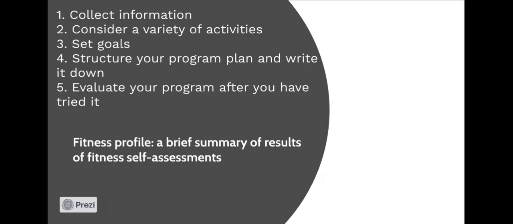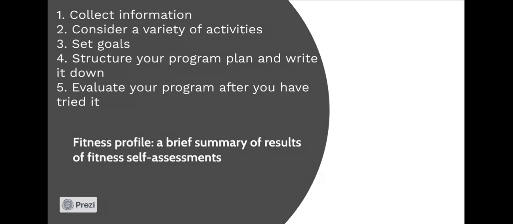Collecting information is the first step toward making good decisions and preparing a good personal program plan. Construct a fitness profile and activity profile to help you determine your needs and interests. A fitness profile is a brief summary of the results of your fitness self-assessments. A health-related fitness profile is useful in program planning because it helps you determine the areas in which you need improvement. Then, construct a physical activity profile. You can use the physical activity pyramid to assess your current physical activity levels.